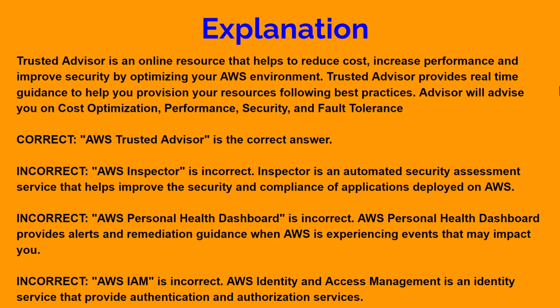Incorrect. AWS Inspector is incorrect. Inspector is an automated security assessment service that helps improve the security and compliance of applications deployed on AWS. Incorrect. AWS Personal Health Dashboard is incorrect. AWS Personal Health Dashboard provides alerts and remediation guidance when AWS is experiencing events that may impact you. Incorrect. AWS IAM is incorrect. AWS Identity and Access Management is an identity service that provides authentication and authorization services.